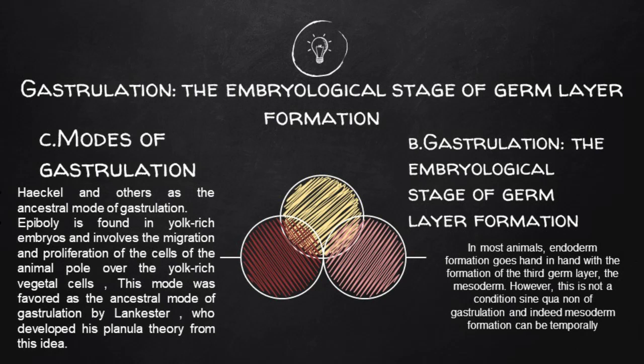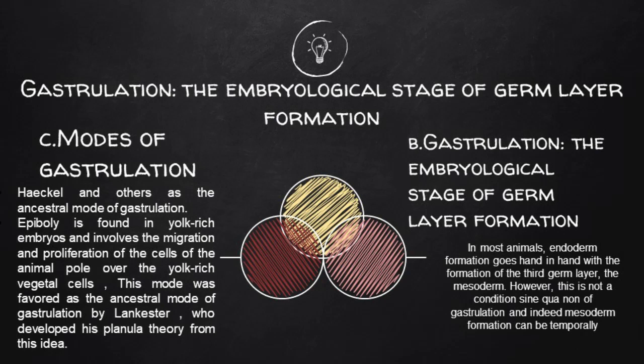Next, gastrulation, the embryological stage of germ layer formation. We talk about the modes of gastrulation. Haeckel and others researched the ancestral mode of gastrulation, found to be epiboly or invagination. Epiboly is found in yolk-rich embryos and involves the migration and proliferation of the cells of the animal pole over the yolk-rich vegetal cells. This mode was proposed as the ancestral mode of gastrulation by Lankester, who developed his planula theory from this idea.